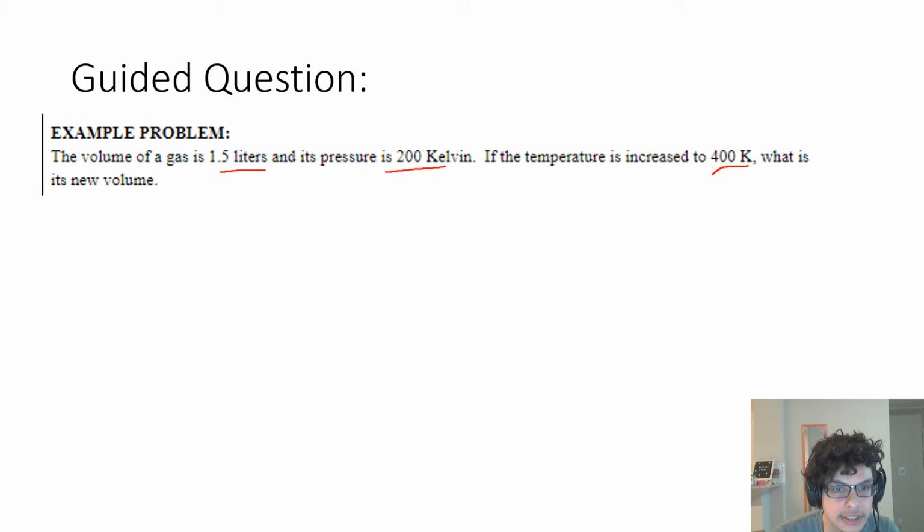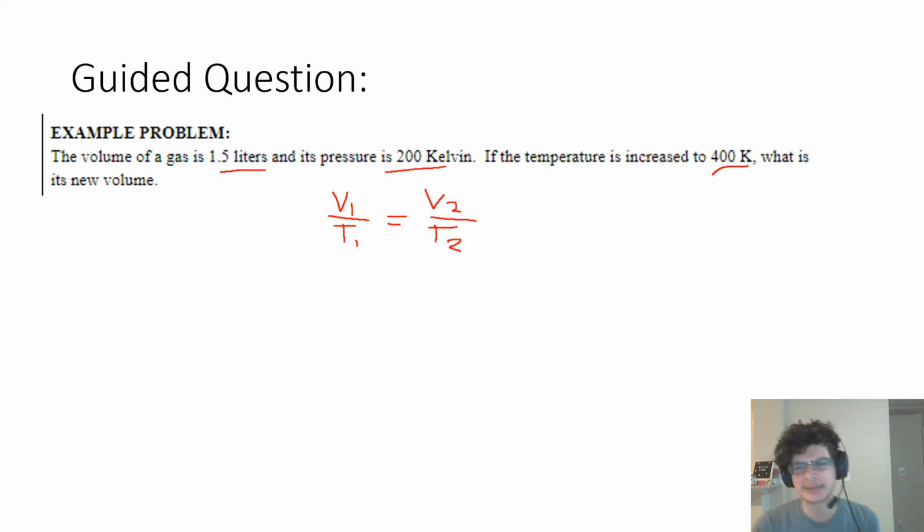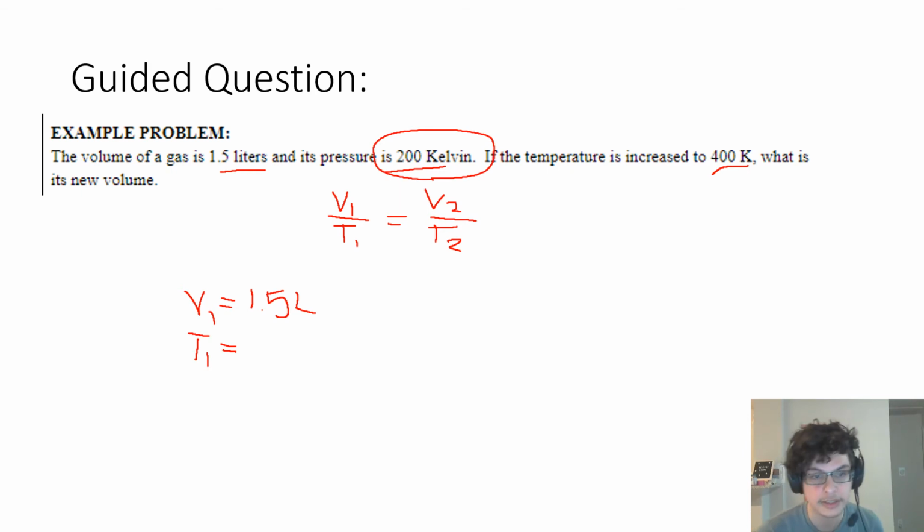So let's see, something like V1 over T1 is equal to V2 over T2. And I'm just going to think about what I know already. So V1, my initial volume, it looks like it's 1.5 liters. My initial temperature, I have to make sure it's in Kelvin. They gave it to me in Kelvin, thank goodness, is 200 Kelvin. So I'm going to write 200 K. And then temperature 2 is increased to 400 Kelvin, so basically doubled there.